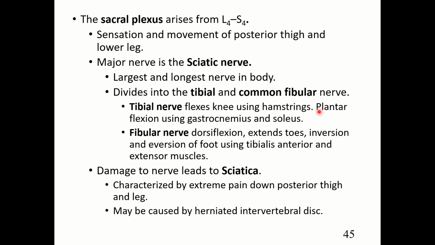The sacral plexus arises from spinal nerves L4 through S4. It provides sensation and movement of the posterior thigh and lower leg. The major nerve of the sacral plexus is the sciatic nerve. This is the largest and longest nerve in the body. It divides into the tibial and common fibular nerve.